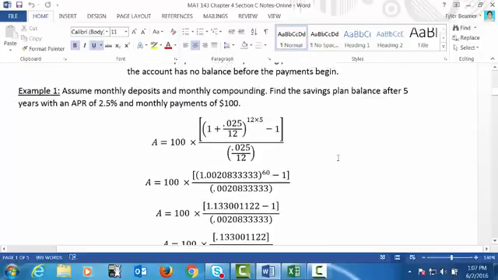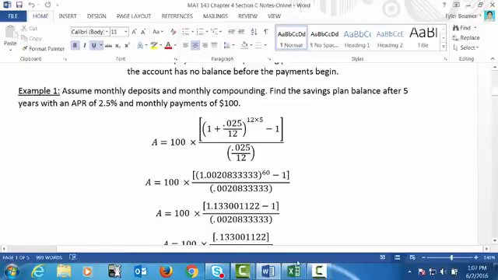Okay, so I'm going to work off of these examples. Example 1, assume monthly deposits and monthly compounding. Find the savings plan balance after 5 years with an APR of 2.5% and monthly payments of $100. So we're making fixed payments for a specified period of time at a fixed interest rate. What's the balance at the end of the period? That's what we're trying to figure out.